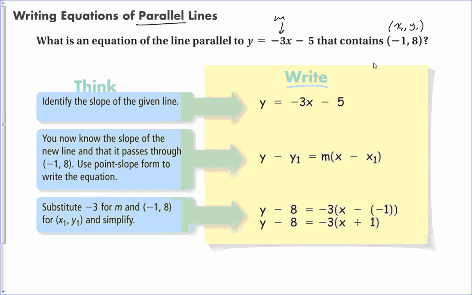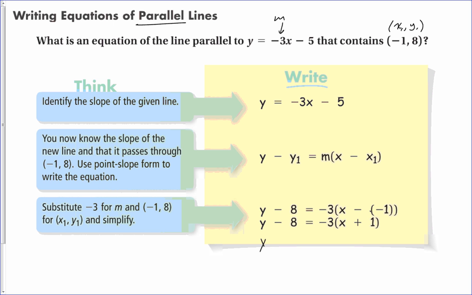So it's going to be y minus 8 equals our slope, negative 3, because you just pull it straight out of this equation, equals negative 3 times x minus negative 1, which of course turns into a positive 1. So the equation for our line parallel to y equals negative 3x minus 5 that contains this point is y minus 8 equals negative 3x plus 1.